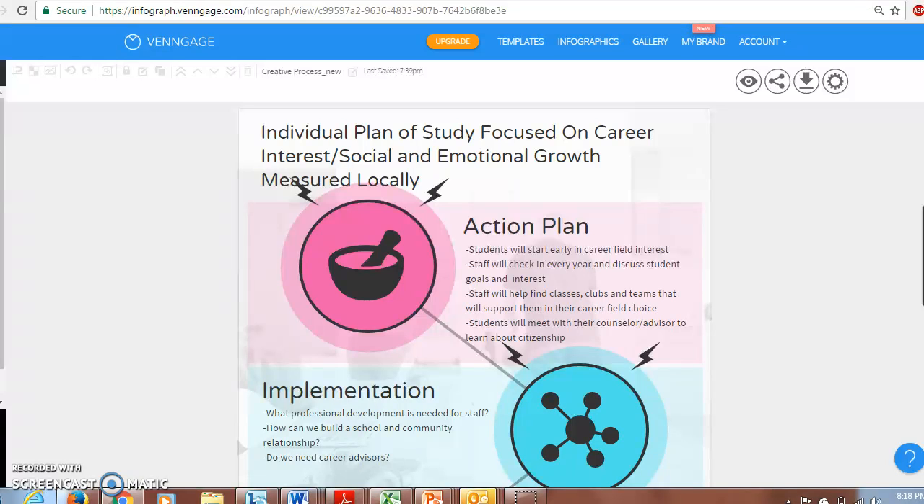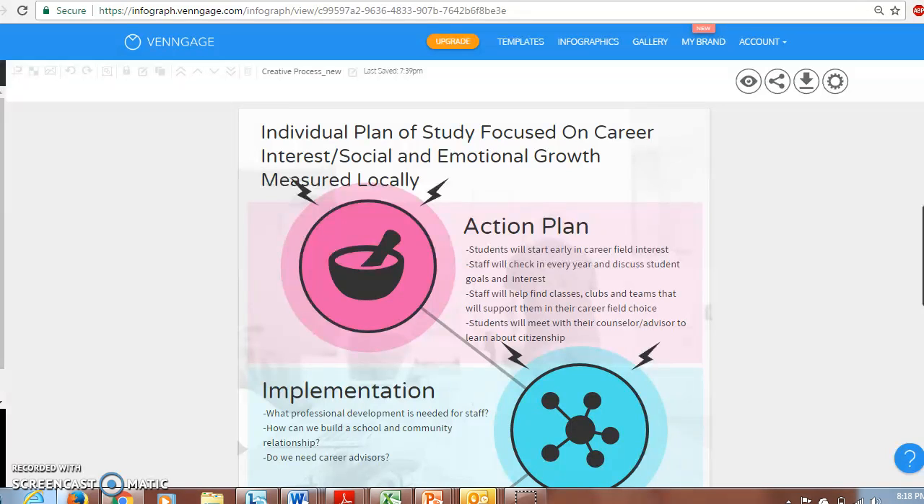We will do a yearly check and discuss with students their goals. Are they reaching them? Are they still having the same interest? And things of that nature. Staff will also help find classes, clubs, and teams that will support them in their career field choice. This is a great way to get them into more real world type of things where they can learn about it, study it, understand what it needs to be in that field. And with teams, you have to work together with a group to accomplish goals.